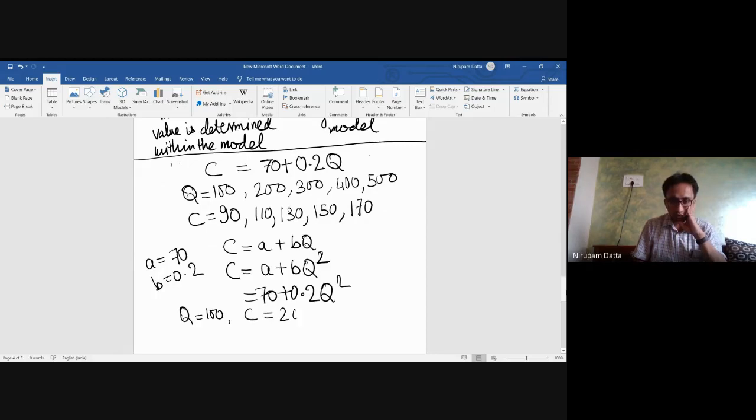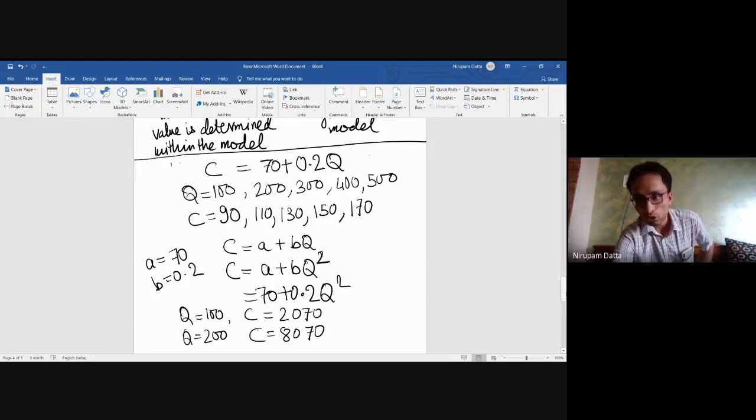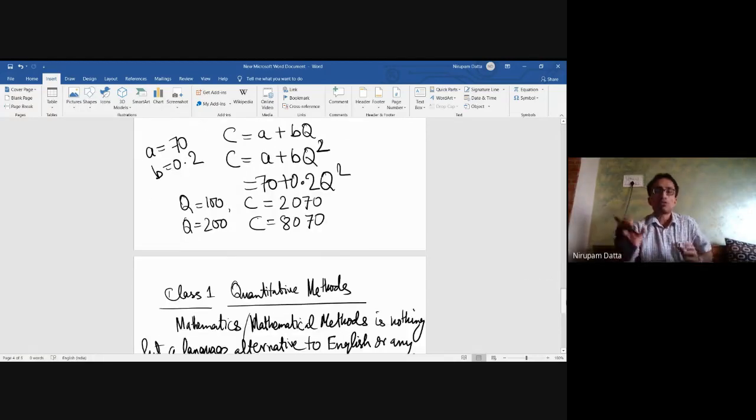So 2070. When Q is equal to 200, so 200 square is how much? 40,000. So 0.2 into 40,000 is 8,000. So 8,000 plus 70 is how much? 8,070.